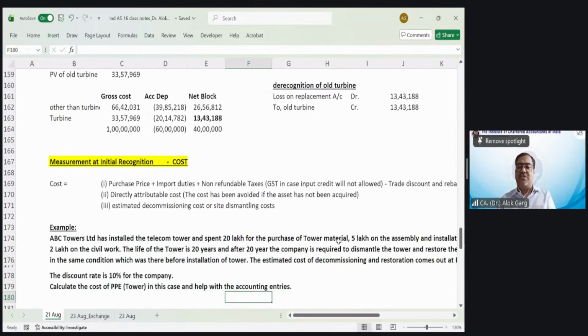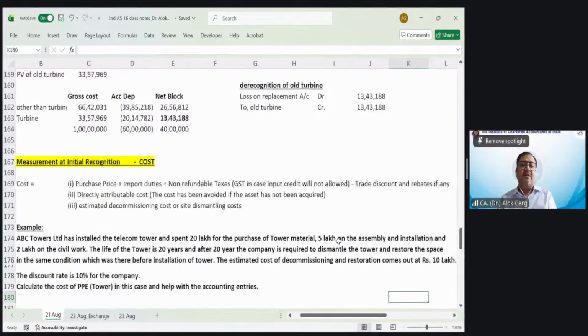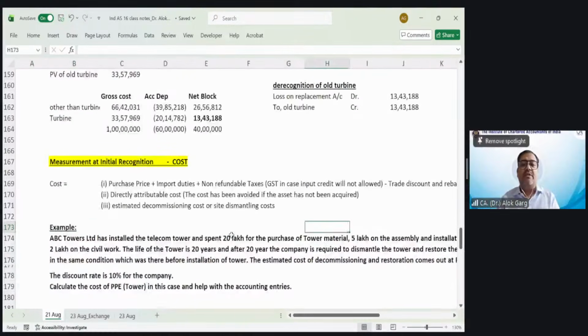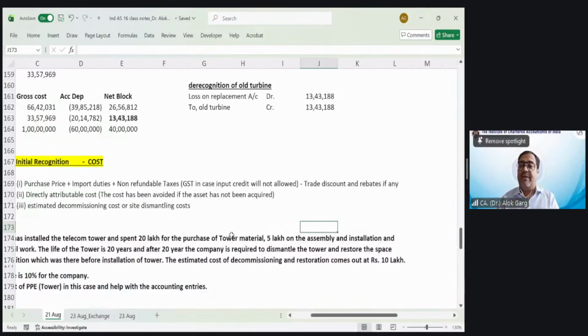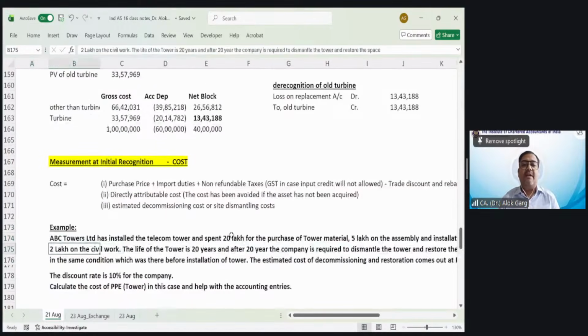Let's discuss this question. ABC Tower Limited has installed a telecom tower and spent 20 lakh for the purchase of raw material, which means tower material, 5 lakh rupees on the assembly and installation, and 2 lakh rupees on the civil work. The tower is a huge telecom tower, so it comes in pieces and parts. So the company spends 20 lakh for the tower material, then assembles and installs it, spending 5 lakh, and spends 2 lakh on the civil work.